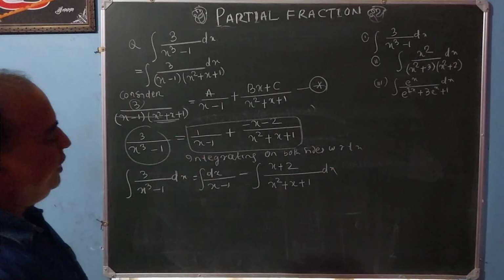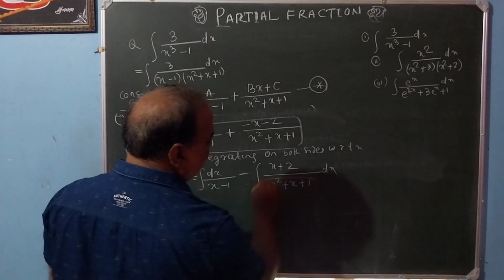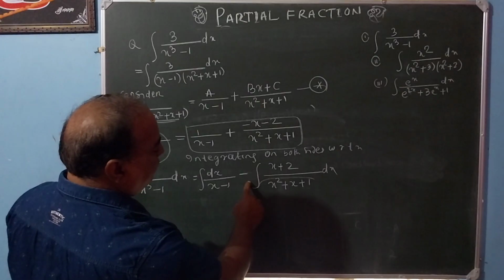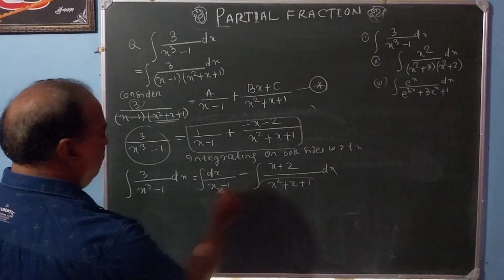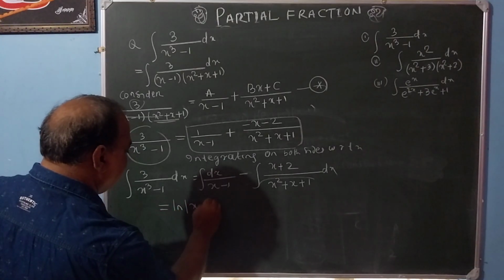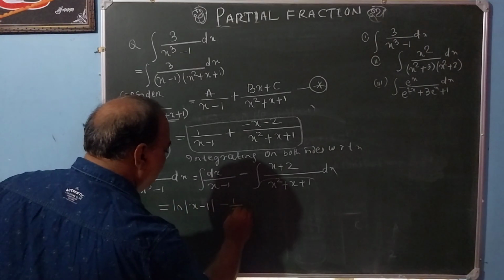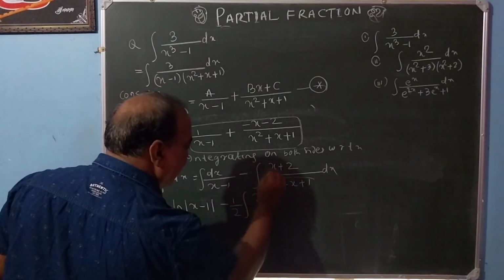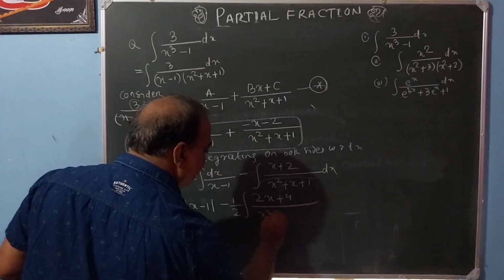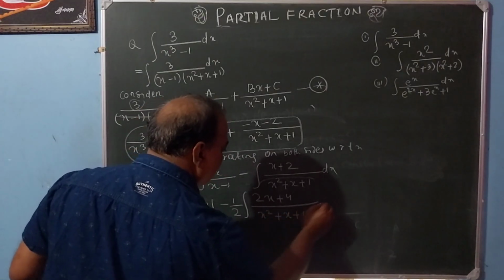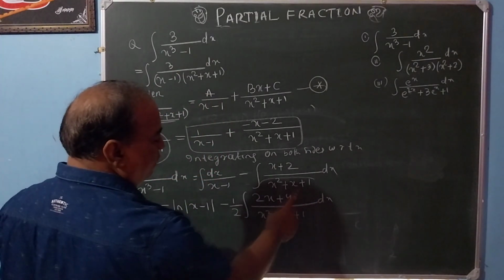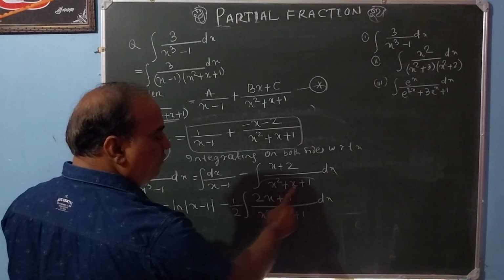Okay, so now if we take this as f(x), whose derivative is 2x plus 1. So first of all we have to multiply by 2 and divide by 2. So we get, integration of this is coming out ln(x minus 1), so minus 1 by 2, divided and 2 multiplied, 2x plus 4 divided by x square plus x plus 1 dx. Okay, so you have to adjust here the derivative in the numerator. So you have to break this as 2x plus 1 plus 3.